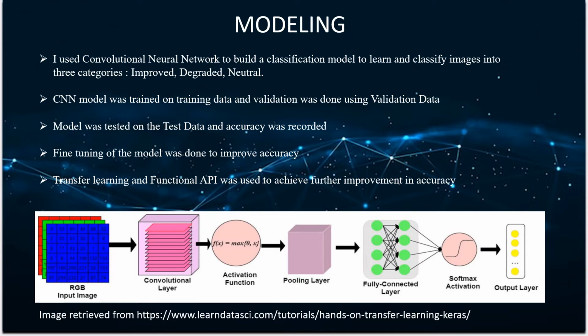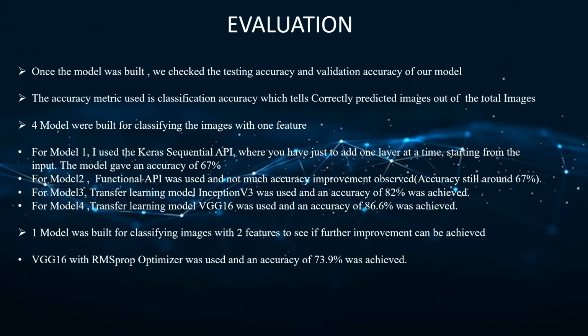So we have an input, we have a convolutional layer, we have an activation function, we have a pooling layer, and then we have a fully connected layer. Let's take a look at the evaluation. Once the model was built, I checked the testing accuracy and the validation accuracy. The accuracy metric that I used was classification accuracy, which tells the correctly predicted images out of the total number of images. For my project part 1, I used 4 models.